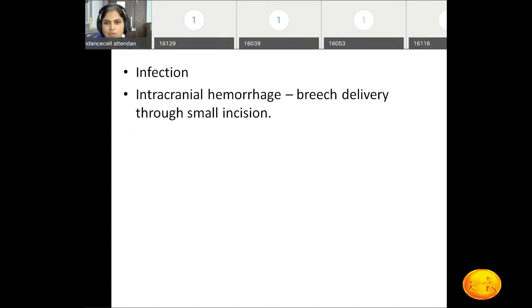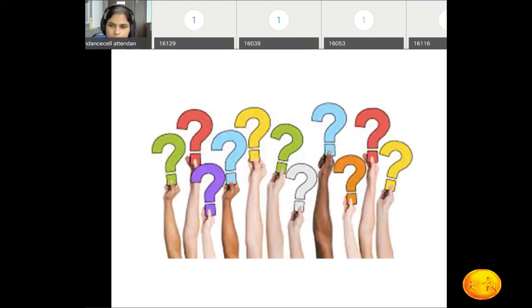Infection and intracranial hemorrhage can occur in breech delivery, if the head gets stuck and is not delivered properly through a small incision.